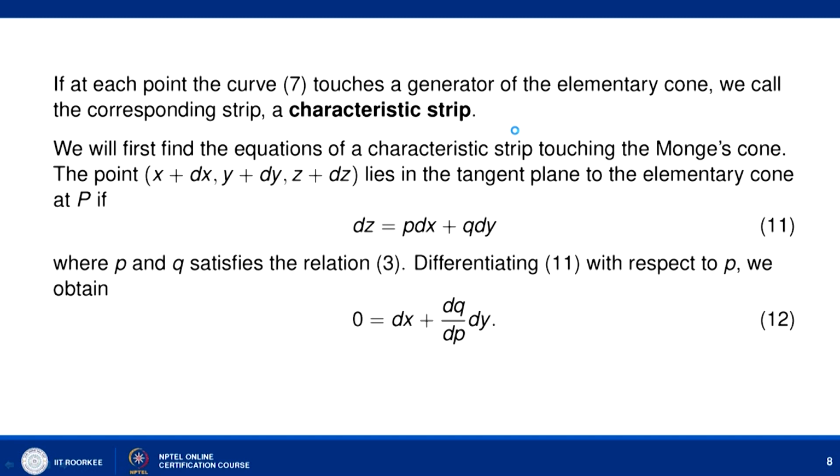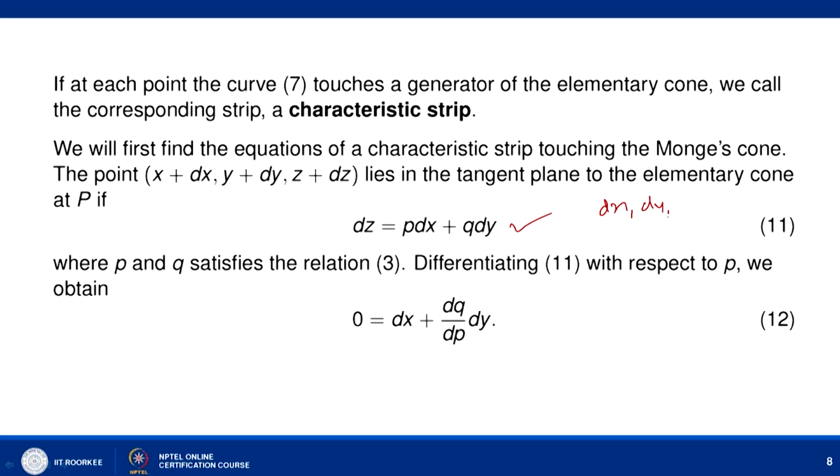It means, or we can say, that the equation of the Monge's cone, because your characteristic strip touches the Monge's cone at each of its points. So first let us find out the equation of Monge's cone, then the generator of that.